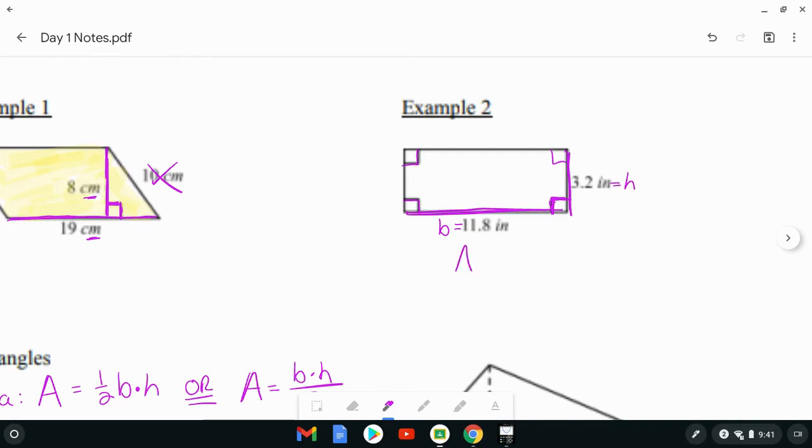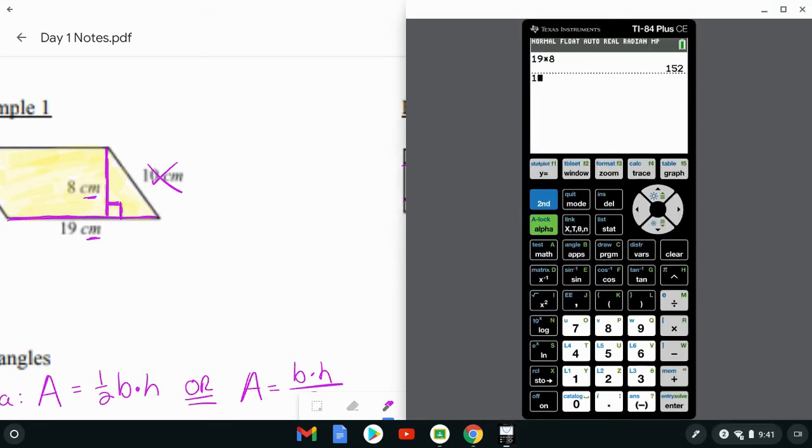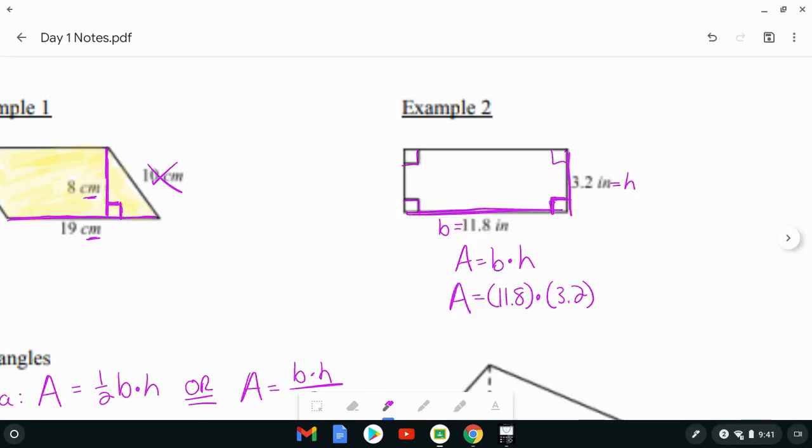So again, using the formula, area equals base times height. Plug in what you know, which is the base of 11.8 and the height of 3.2. Use your calculator, and we end up with 37.76.